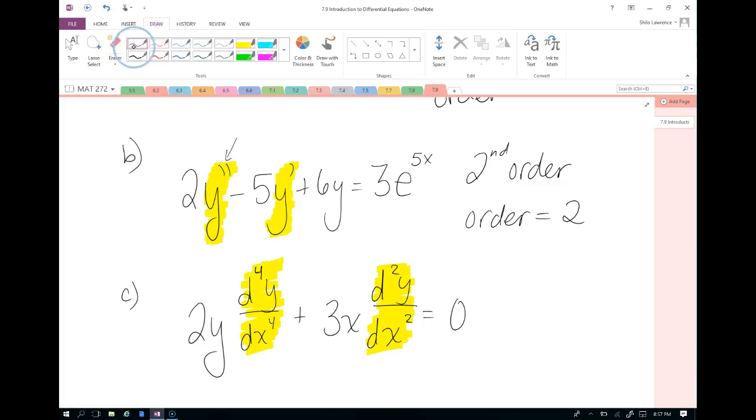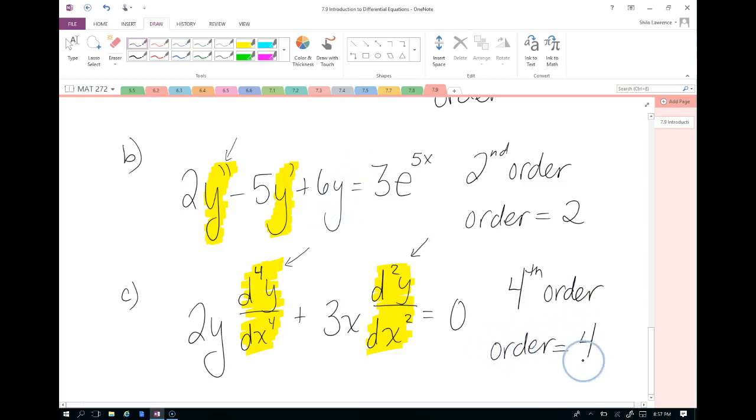So on this term here, they're saying you're going to take the derivative of your y equation twice. And then on this one here, they're saying take the derivative of your y equation 4 times. And remember, the order only refers to the highest order derivative. So this one is going to be fourth order, or we could say that the order equals 4. So when you're talking about the order of a differential equation, all you're looking at are the derivatives that you see in the equation, and we just want to know the highest order derivative.